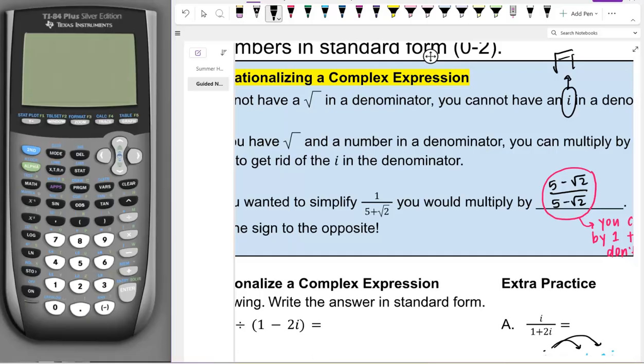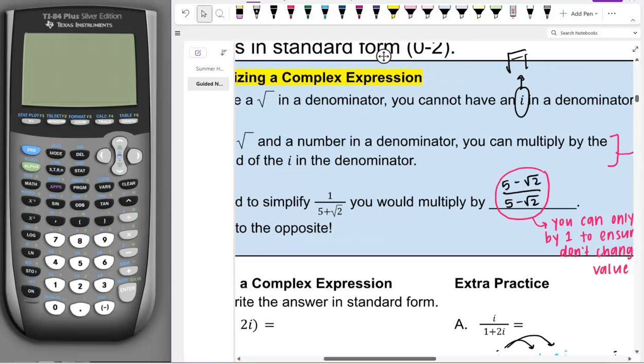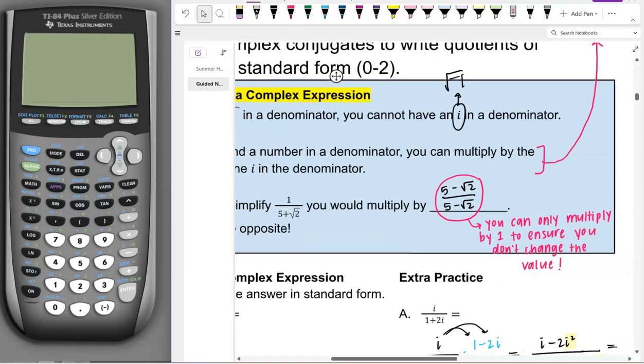You can't just do that on the bottom. You also have to do that on the top. You can only multiply the same thing on the top and bottom. You can't only do one or the other because this is an expression, so you can't change its value.